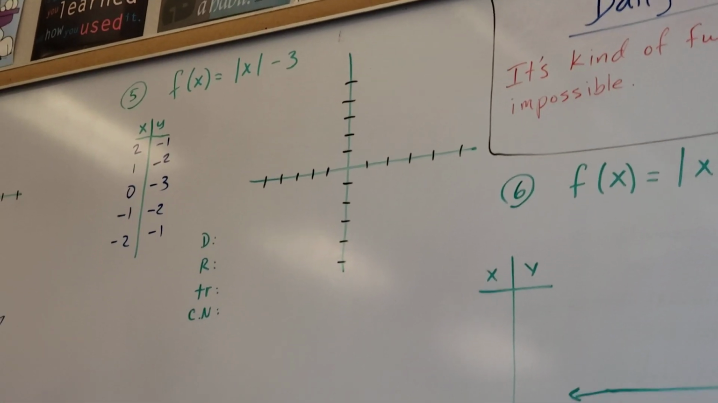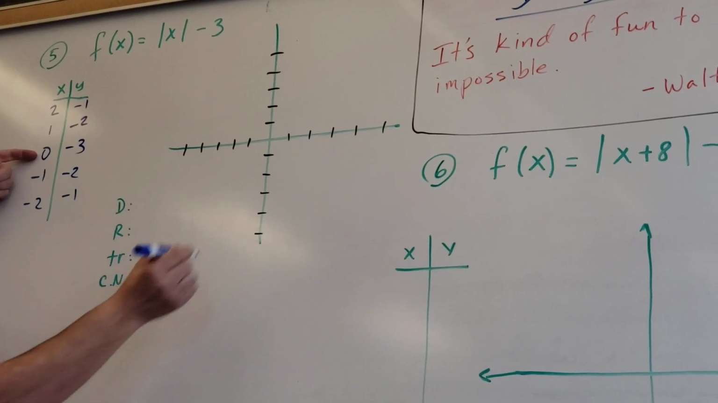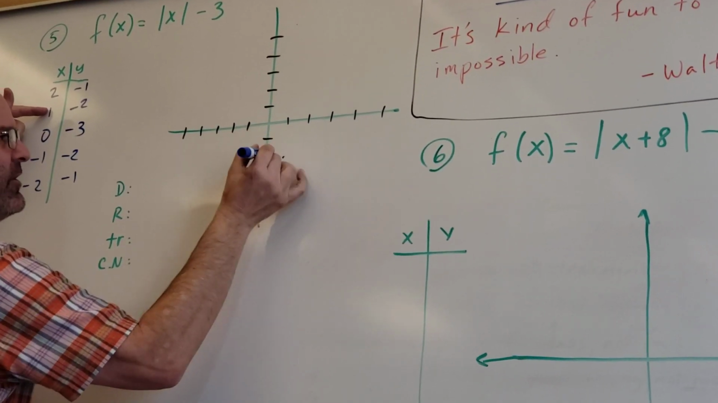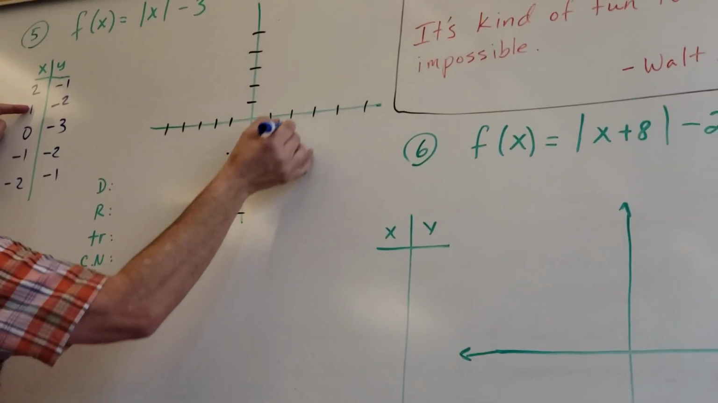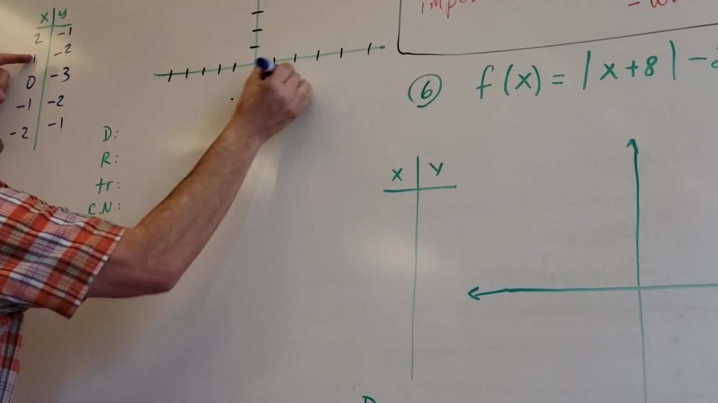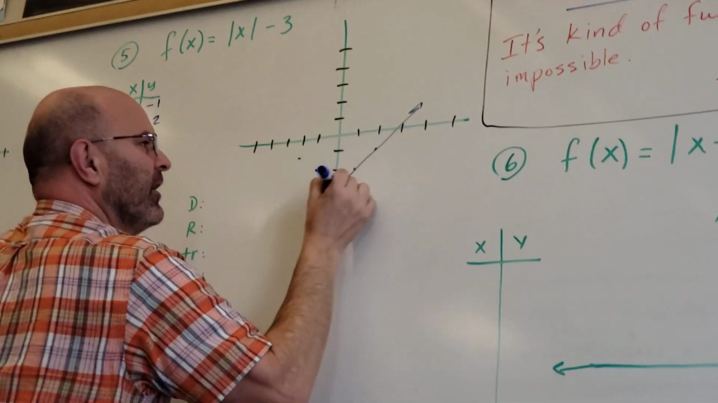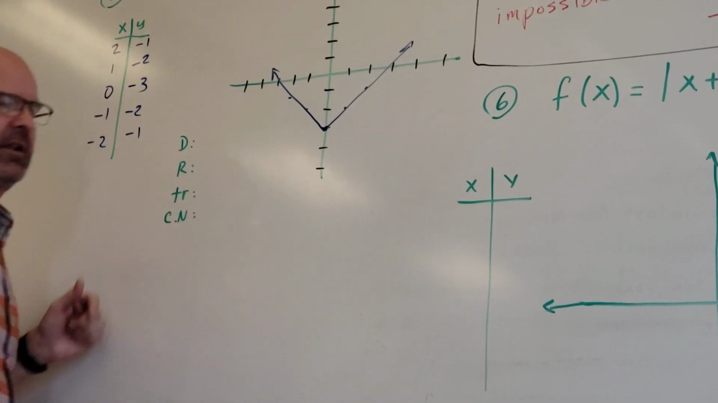So there are my 5 points. 0, -3 is here. 1, -2 is here. -1, -2 is there. 2, -1 is there. -2, -1 is there. And oh, I can hardly believe it. We got another V.